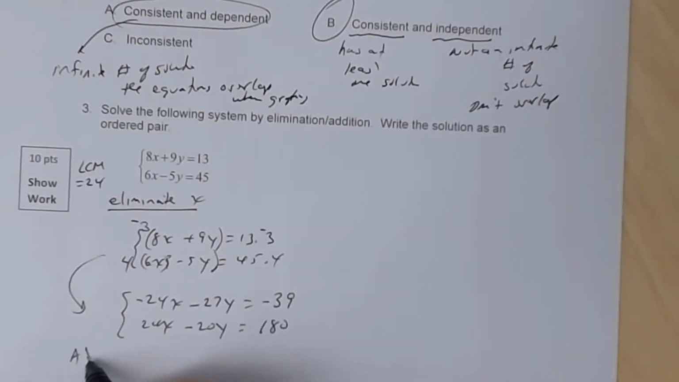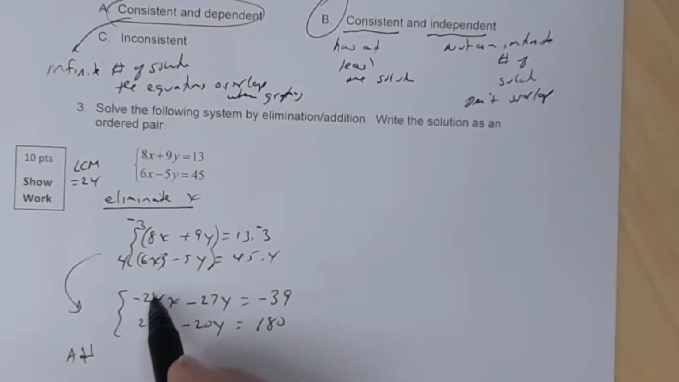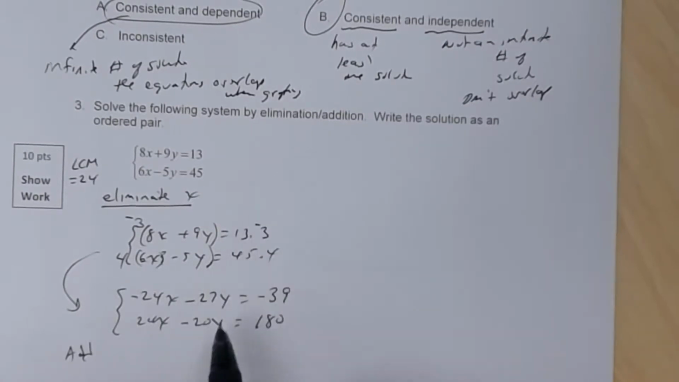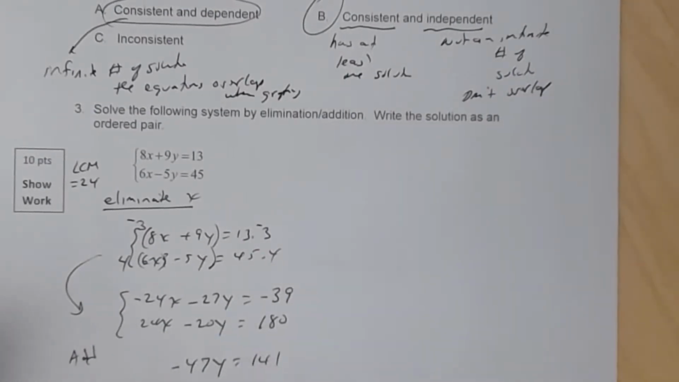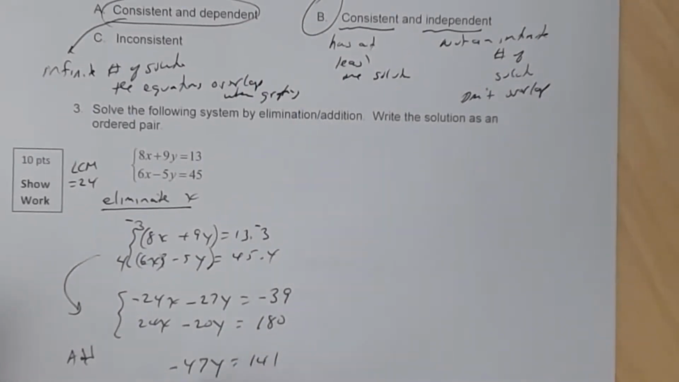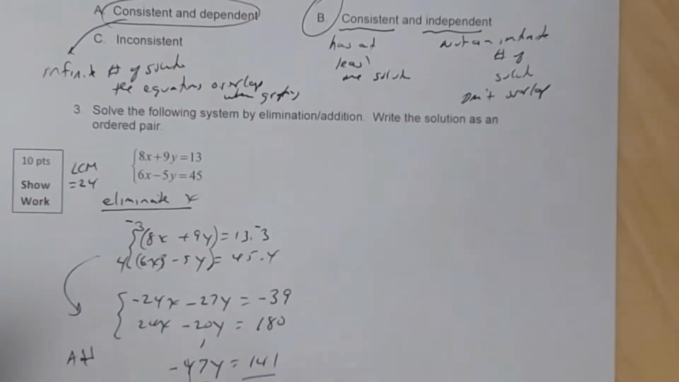And now I'm going to add these two equations. So when I add the x terms, I get 0, which is what I wanted. So the x's are eliminated, and I'm going to end up with just an equation that has y in it. So -27y and a -20y is a -47y. A -39 and a positive 180 gives me 141. And so notice I have this linear equation with just one variable. So I'm going to divide both sides by -47. And then -47 divided by itself is 1. 1 times y is y. So I get y to be -3.